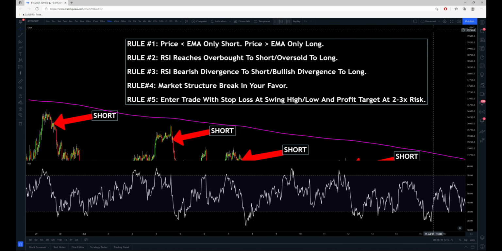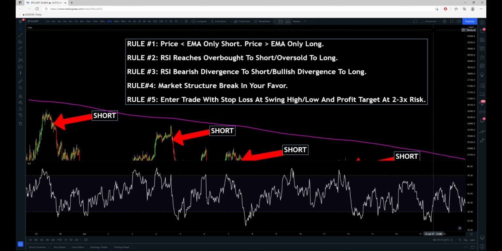Here are all the rules to the strategy broken down very simply. So the first rule is with the EMA: if the price is under the EMA, you can only short. Price is over the EMA, you can only long. Rule number 2 is RSI has to reach overbought to short and oversold to long. Rule number 3 is the RSI needs to have bearish divergence to short and bullish divergence to long.